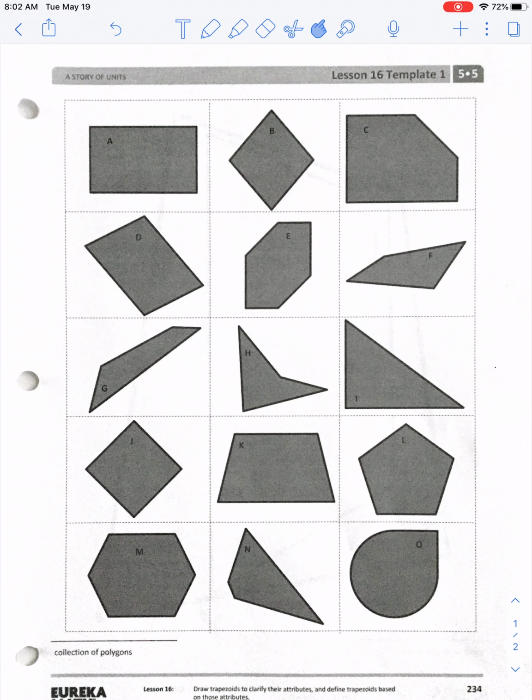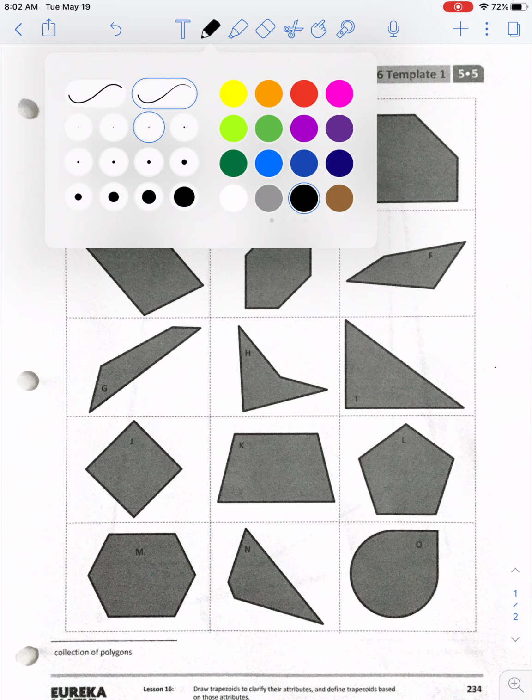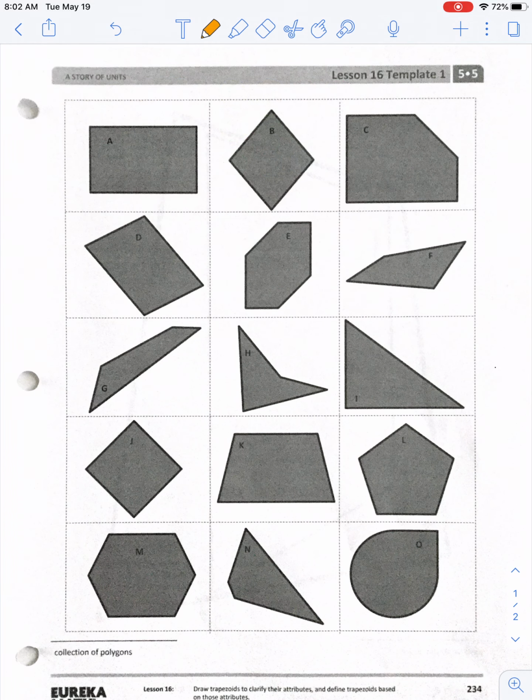So we are on problem number 1 here. This is a collection of polygons. What we are going to do is sort these polygons by the number of sides. So first, we're going to sort quadrilaterals. And what are quadrilaterals? Quadrilaterals are polygons with 4 sides.